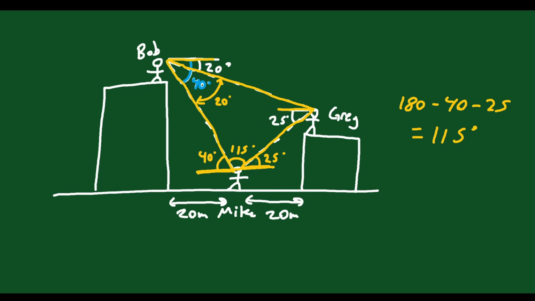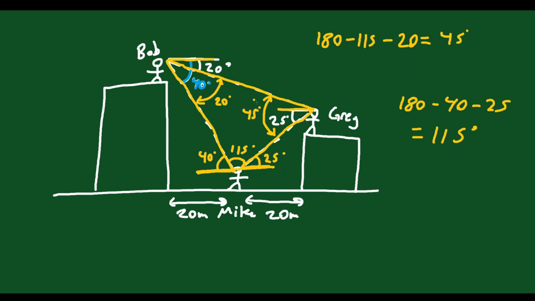Okay? Now with 115 and 20, I can figure out this angle here, because again, you knew the 25, but that's not the whole angle, right? But you can figure this out because 115 plus 20 plus whatever this is must add up to 180. So you could say 180 minus 115 minus 20 degrees, and that's going to give you 45 degrees. So this here is 45 degrees.